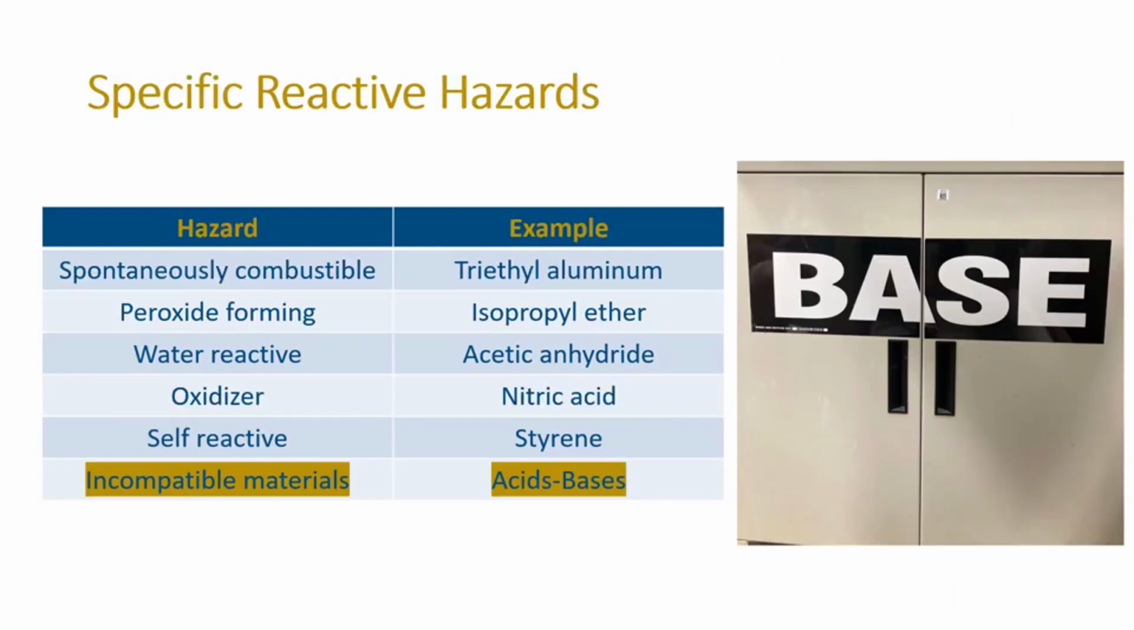A final specific reactive hazard are incompatible materials. Incompatible materials, when coming into contact with each other, will result in a chemical reaction. An example of incompatible materials are acids and bases, which is why these materials should be stored separately.